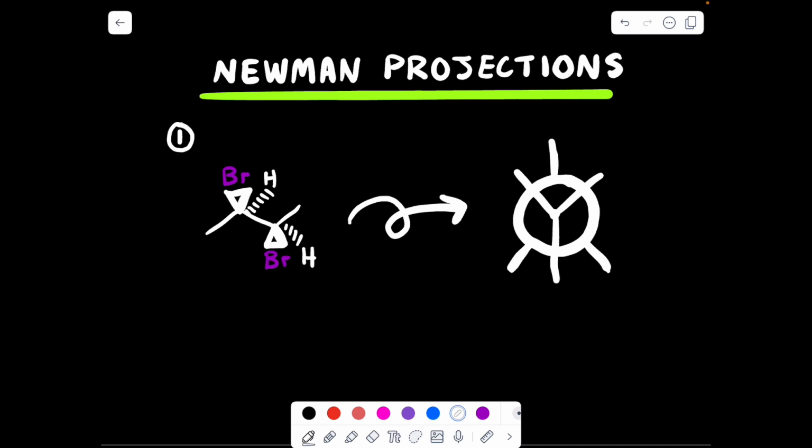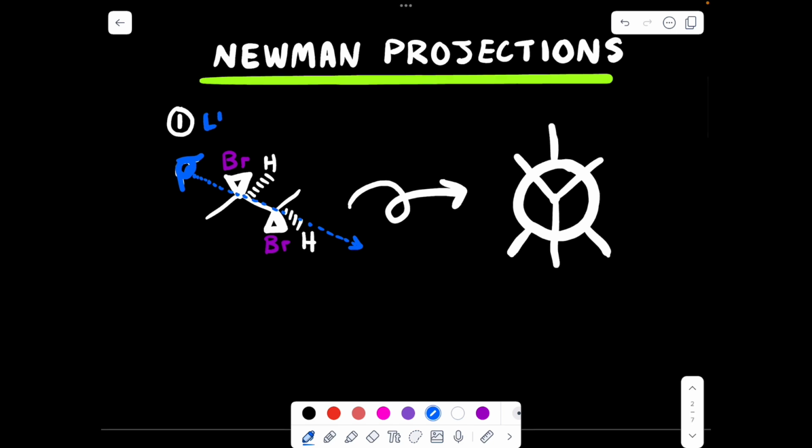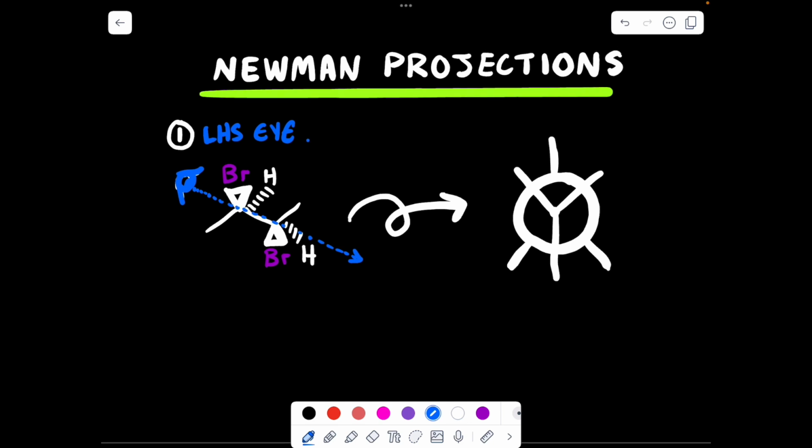So now, step 1 is you will be told the angle that you are looking at the fence post projection from. So here, let's say you will be looking at the fence post from the left-hand side. Picture this as an eyeball, the eye looking down this axis. This axis will be told to you by the professor. So right now the eyeball is on the left-hand side, and the left-hand side eye is looking down a C-C bond axis.